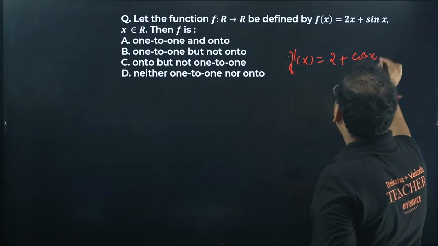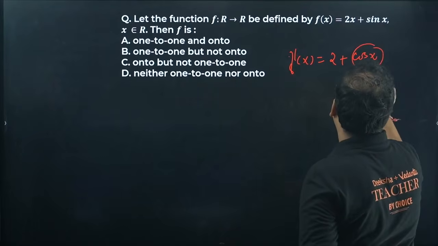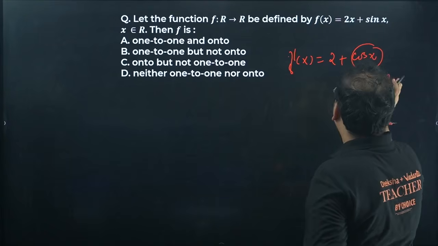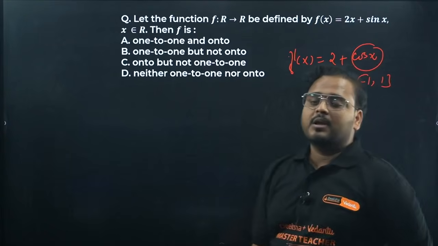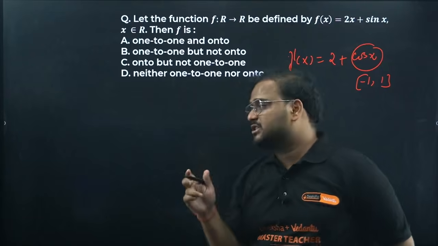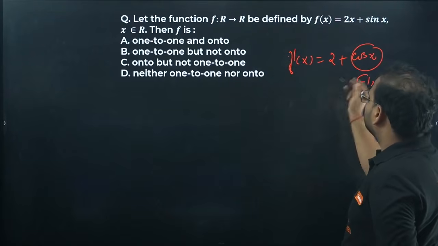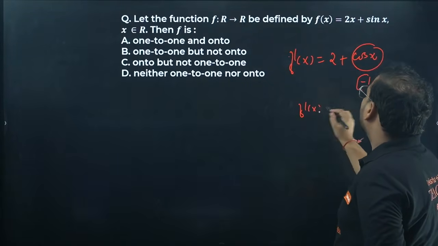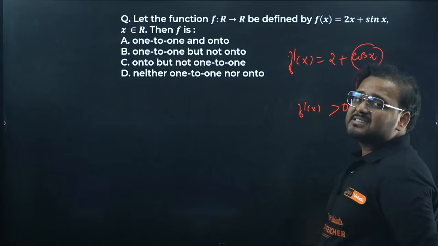Check this out. Cos x is going to be between -1 and 1. Even if you take the most negative value, which is -1, the answer will still be more than 0. It will be 2 minus 1, the answer is 1. So f'(x) is always more than 0, meaning strictly increasing.